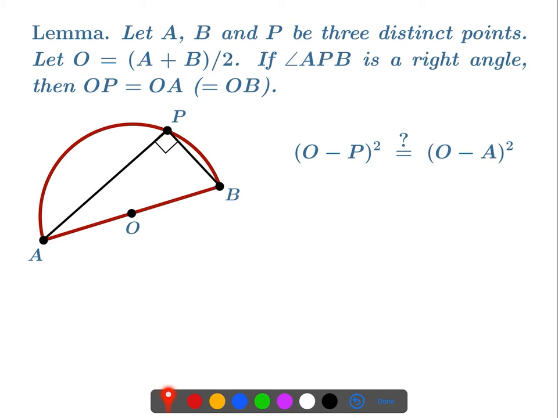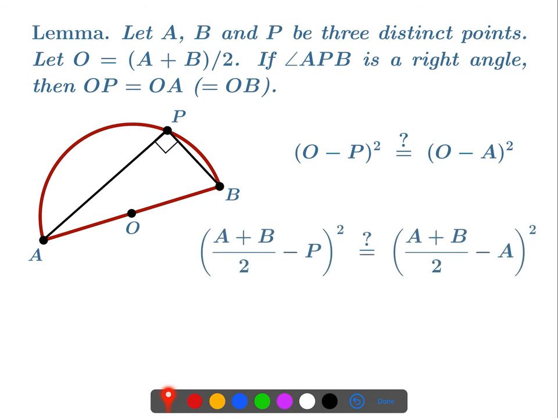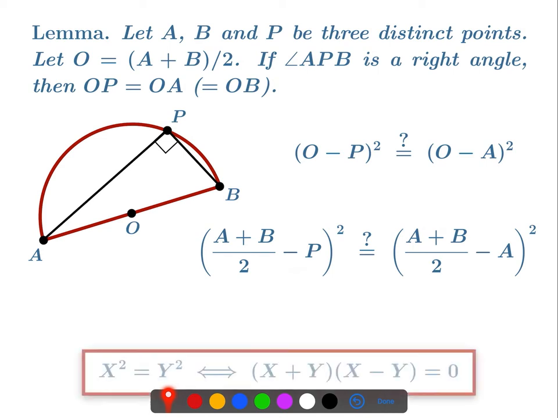So what I want to do to show you this first is to replace the O here with what it's equal to, the (A plus B) over 2. So again, O was the average of A and B, and I just did a simple substitution there. So we would like to know if this is true. What I'm going to do to tackle that now is to use the following, that x squared equals y squared if and only if (x plus y) times (x minus y) equals 0. And you can see here, if I multiply this out, I get an x squared and a minus y squared. And the middle terms plus xy and minus xy cancel.